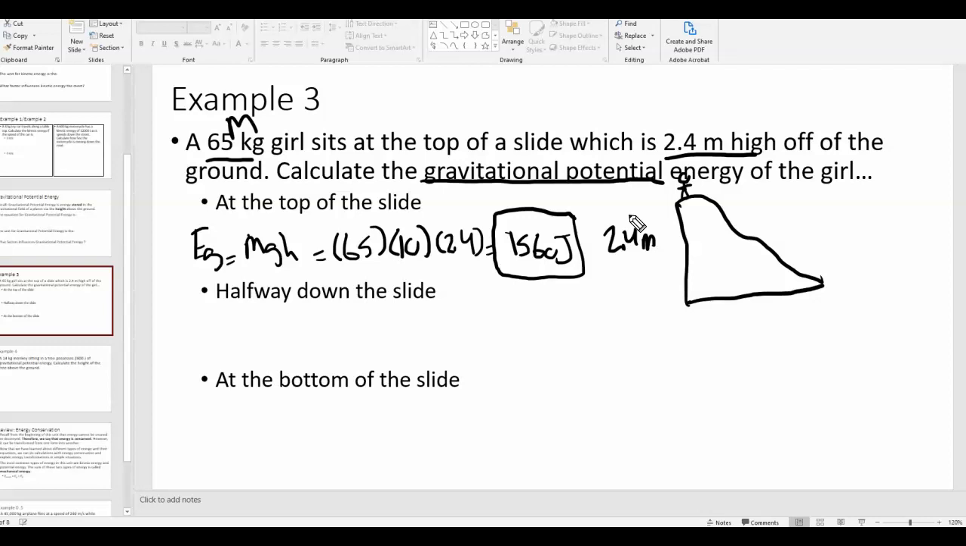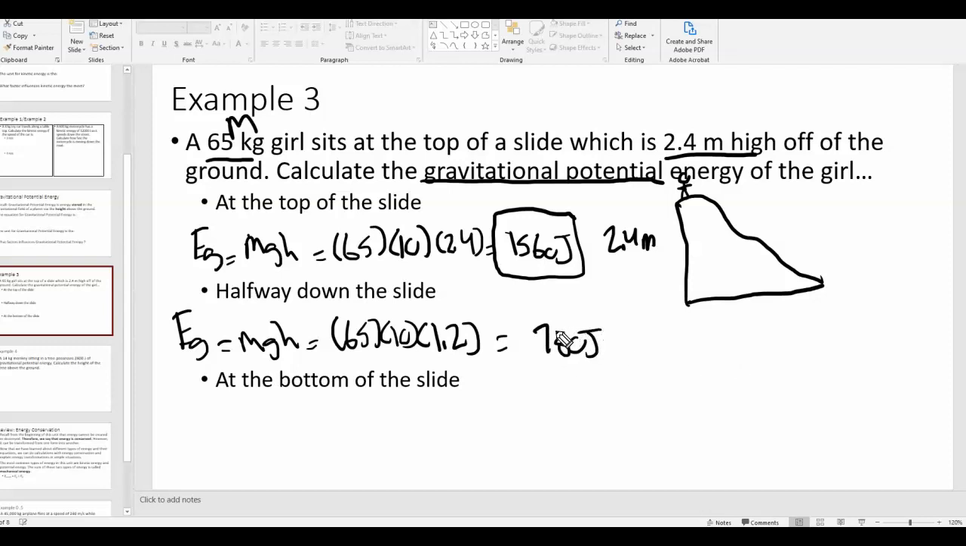Now, try to answer the second part of example 3 on your own. Okay, calculate the gravitational potential energy of the girl halfway down the slide. Okay, so same equation, but now when we go to plug in, the mass is the same and g is the same, but the slide is 2.4 meters high, and so halfway down the slide, the height would be 1.2. Okay, and so if you type that in, 65 times 10 times 1.2, you get 780 joules.